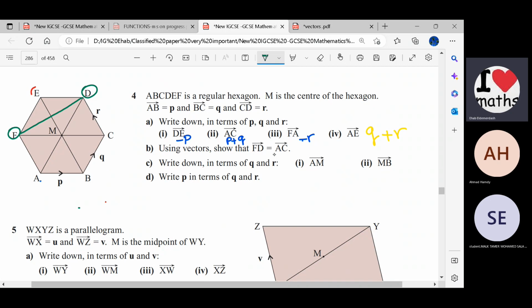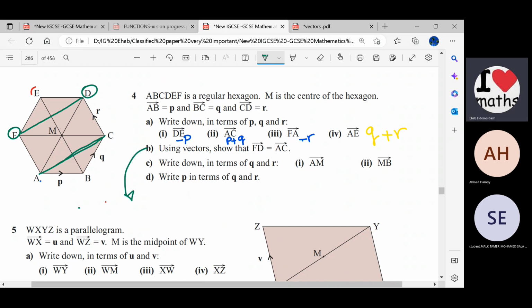And I need to go from A to C. So I have here FD and I have the other one which is AC. They are saying use the vector to show that they are equal. Okay, let's play. I need both of them to be equal. Okay, let's play it. How to do it? Have a look.